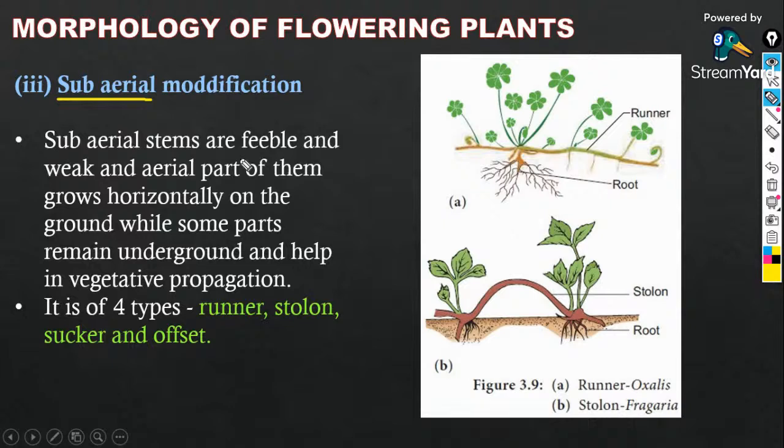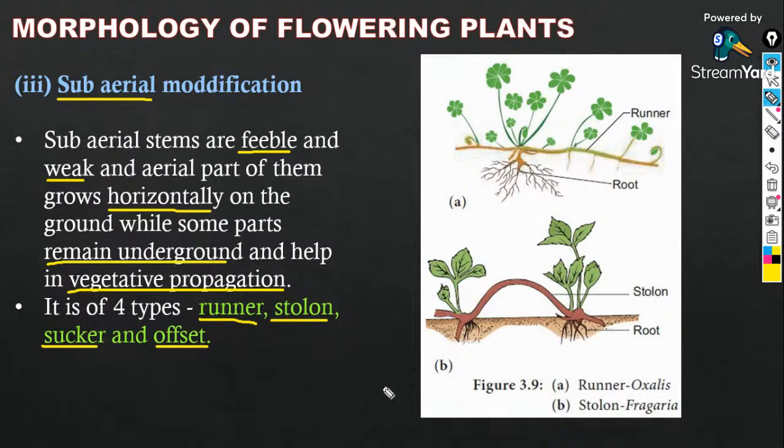These stems are feeble and weak, that is, they are not very strong. They are feeble and weak, and the aerial part of the plant grows horizontally on the ground, while some parts remain underground and help in vegetative propagation. It is of four types, that is, runner, stolon, sucker, and offset.